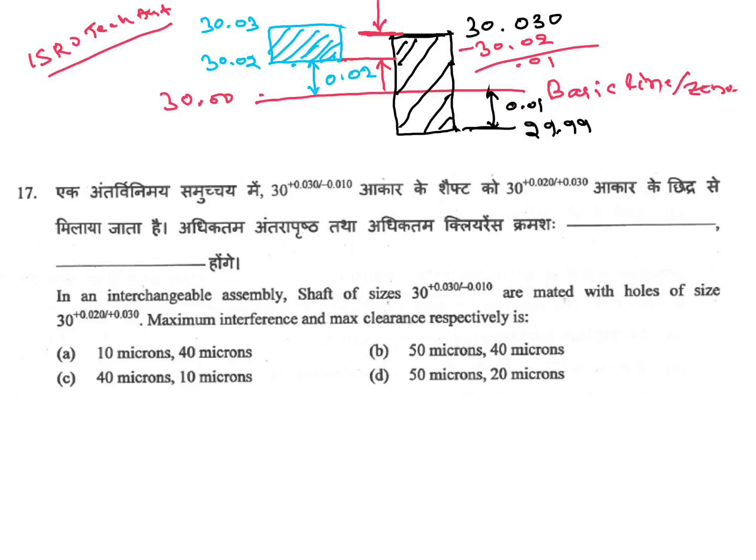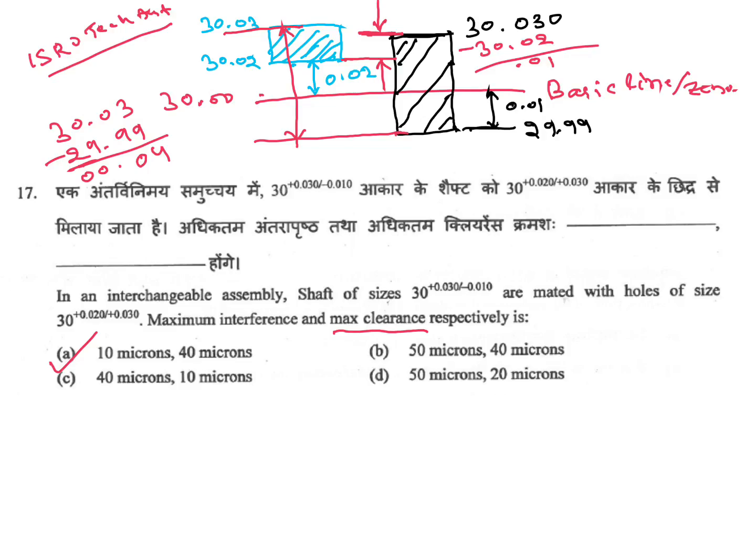Or the second one, you can also check maximum clearance. Maximum clearance is this one: shaft minimum and maximum diameter of hole, this distance. So you have to go 30.03 minus 29.99. You will get 0.04 mm, so 40 micron. Same answer we are getting. So option A is our answer.